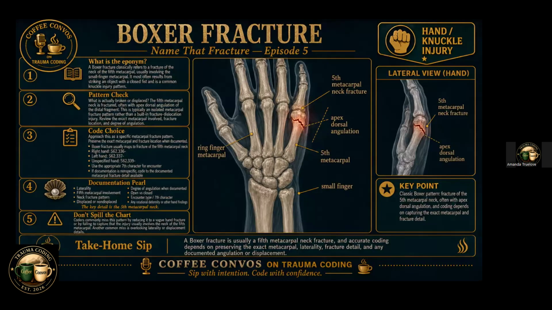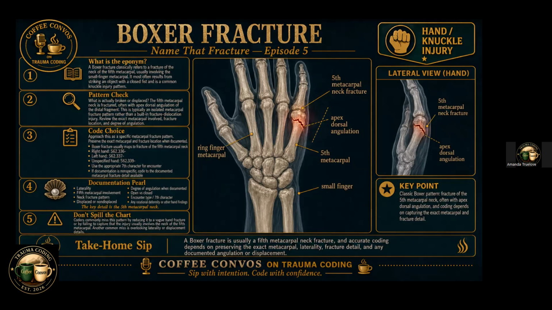So we'll move now into Boxer. Your Boxer fracture pattern classically refers to a fracture at the neck of the fifth metacarpal. It is one of the most commonly recognized hand injury eponyms, but even common injuries still need specificity. So if we do a quick pattern check and ask, what is actually broken or dislocated? Well, what's fractured is the fifth metacarpal neck.